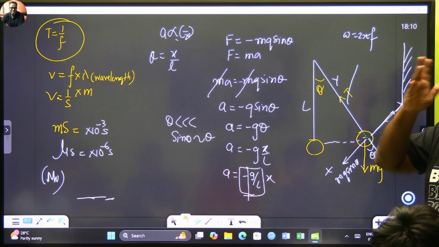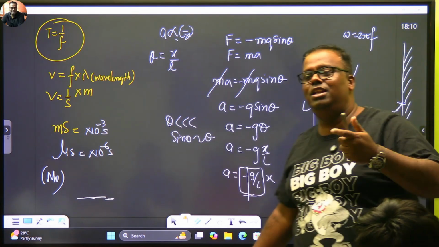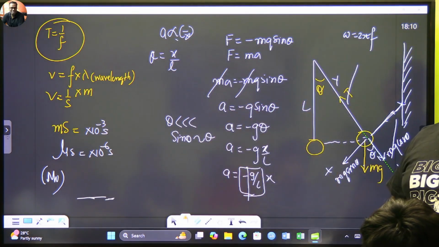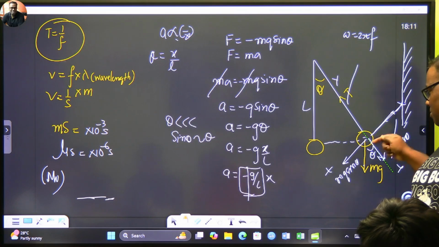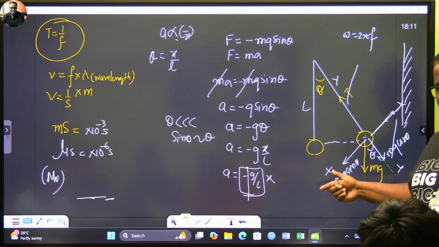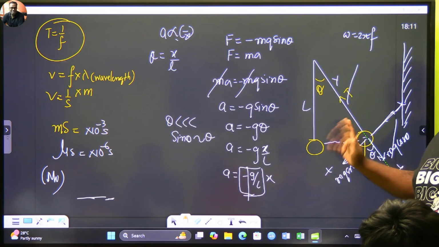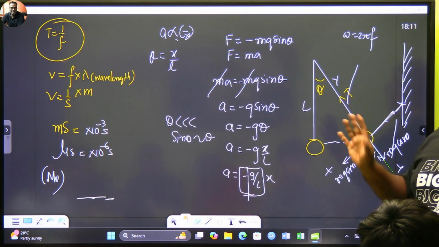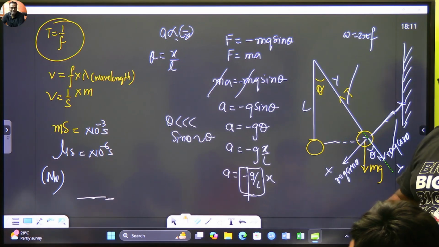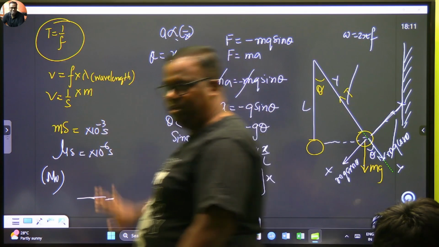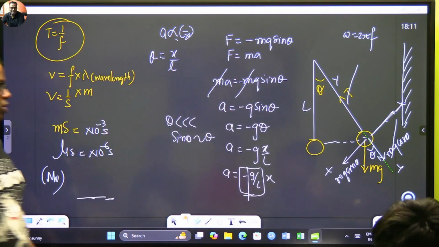If these things are clear, then... only maximum children complain in 11 because उनका ये सब clear नहीं रहता है, इसलिए उनको लगता है it's very tough. What they will do? mg sin theta के साथ force, and I'll divide it by the mass of the bob. I'll get acceleration. Net force. Always remember net force. So ये वाला clear हुआ. This is one portion of your exam.